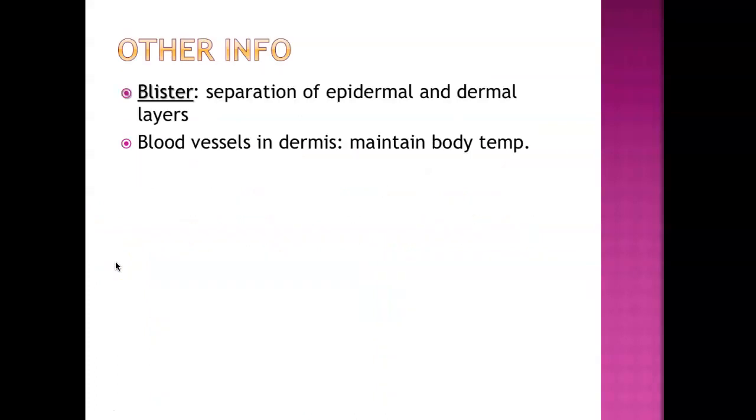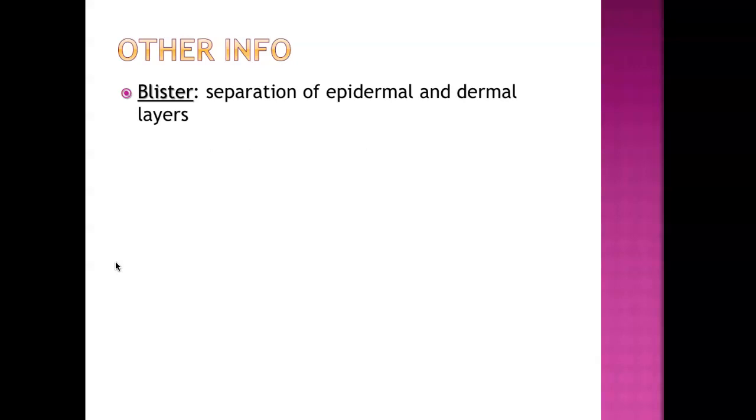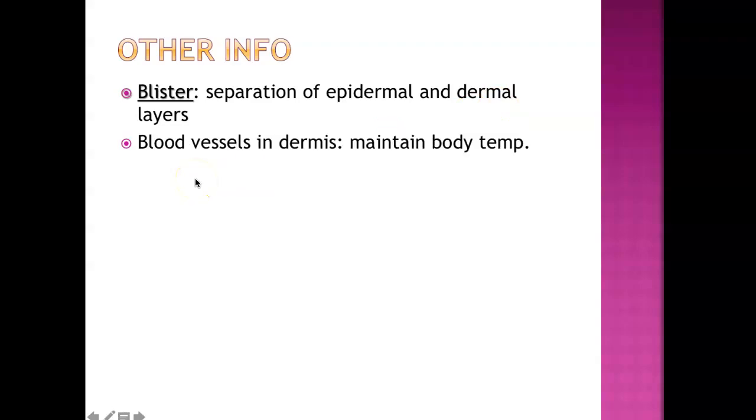All right, so some other information about the dermis and the epidermis. Just some random little tidbits that I'm throwing in there. A blister, so if you get a blister on your foot, a blister is actually a separation of the epidermis and the dermis, and it's separated by fluid, and that fluid is usually going to have white blood cells, so it's almost like a pussy fluid that separates them. So that's what a blister is, and that's why they say don't pop a blister, because what you're doing is exposing the dermal layer, and you're really not supposed to.